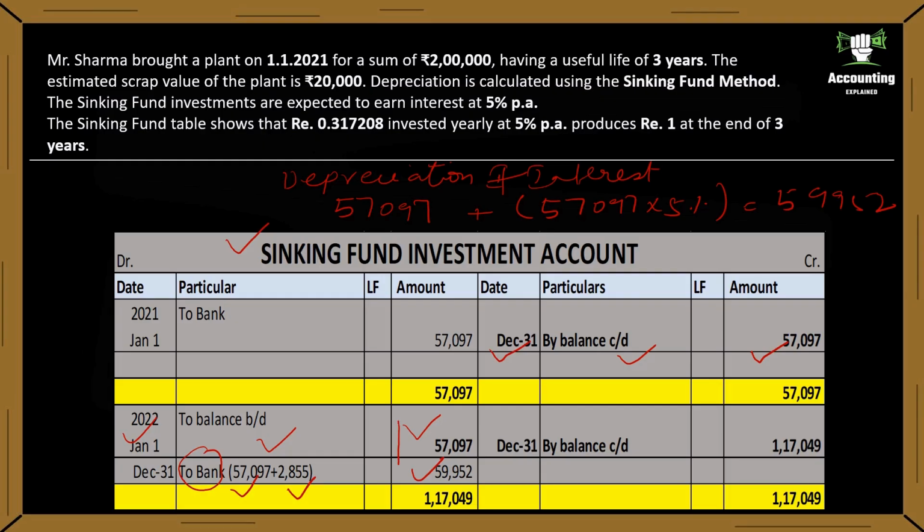On seeing, we find the debit balance is more. So 1,17,049 is taken to the credit side also, 1,17,049. On December 31, by balance carried down, 1,17,049 will be written on the credit side.